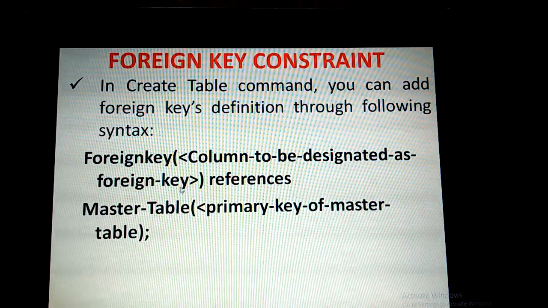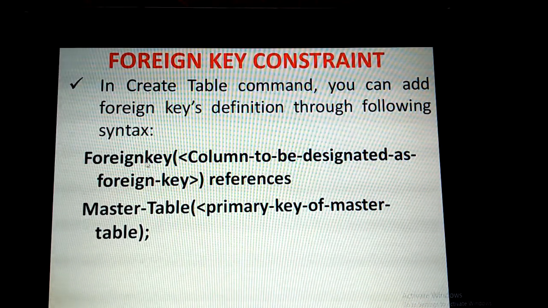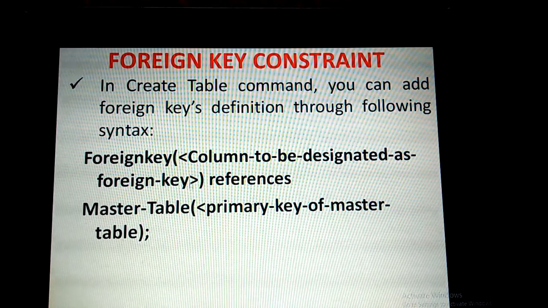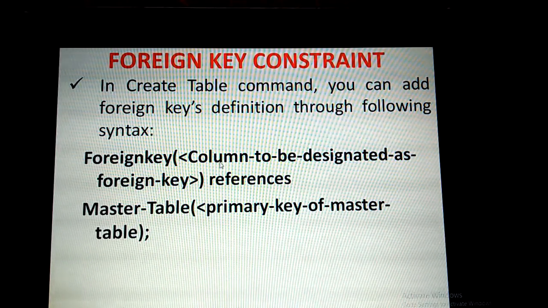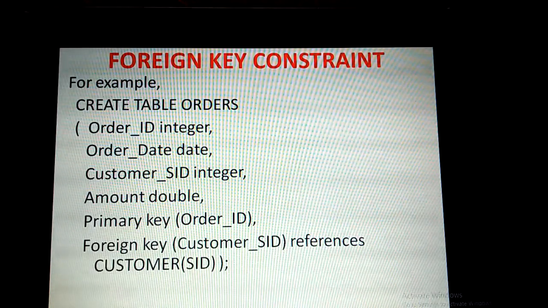Then here we need to give the column name, which column name in the sub table we are going to assign as a foreign key. That column name we need to give here inside the parentheses. Okay, then the master table name we need to give here, and then the primary key of the master table. So the master table, whichever field we have taken as primary key, the values of that field are going to be referred by the field which is going to be assigned as the foreign key in the sub table. Okay, so we will see an example.